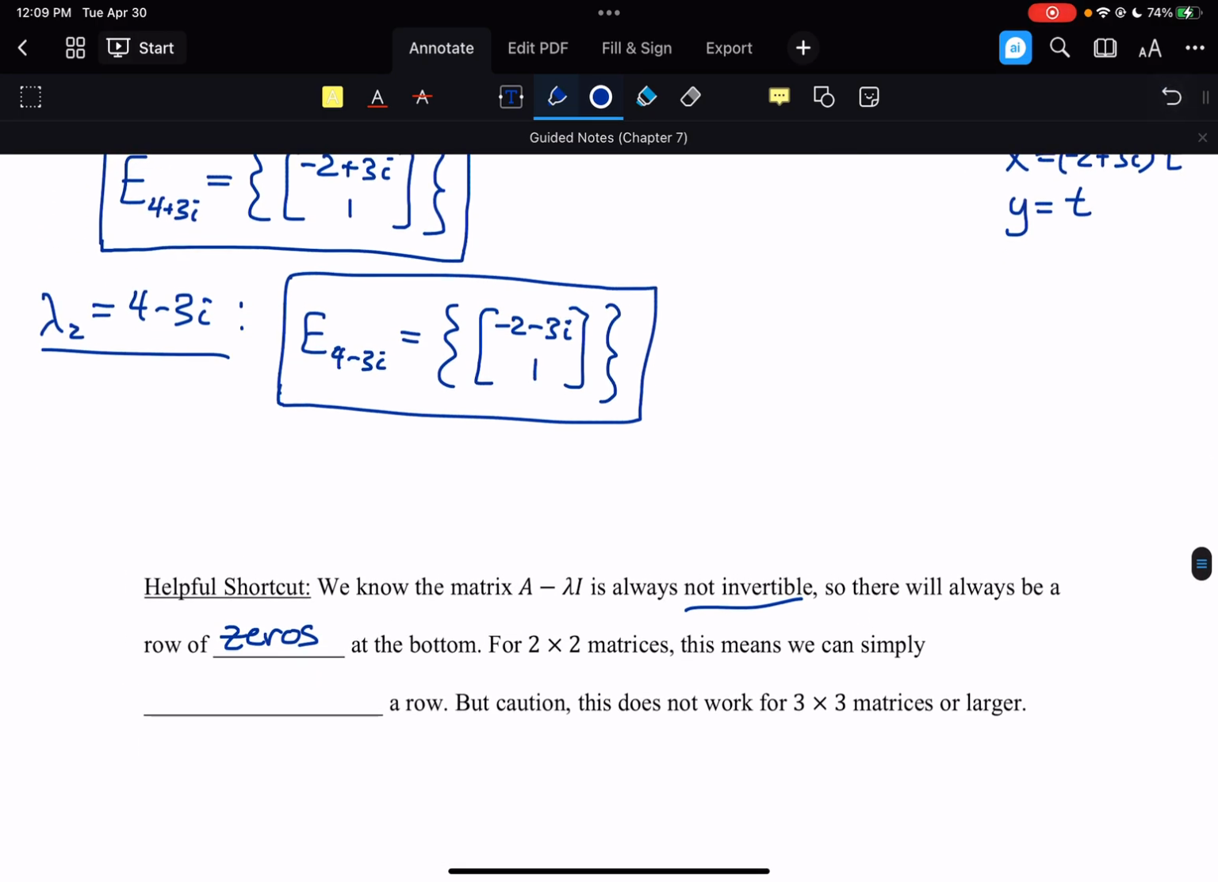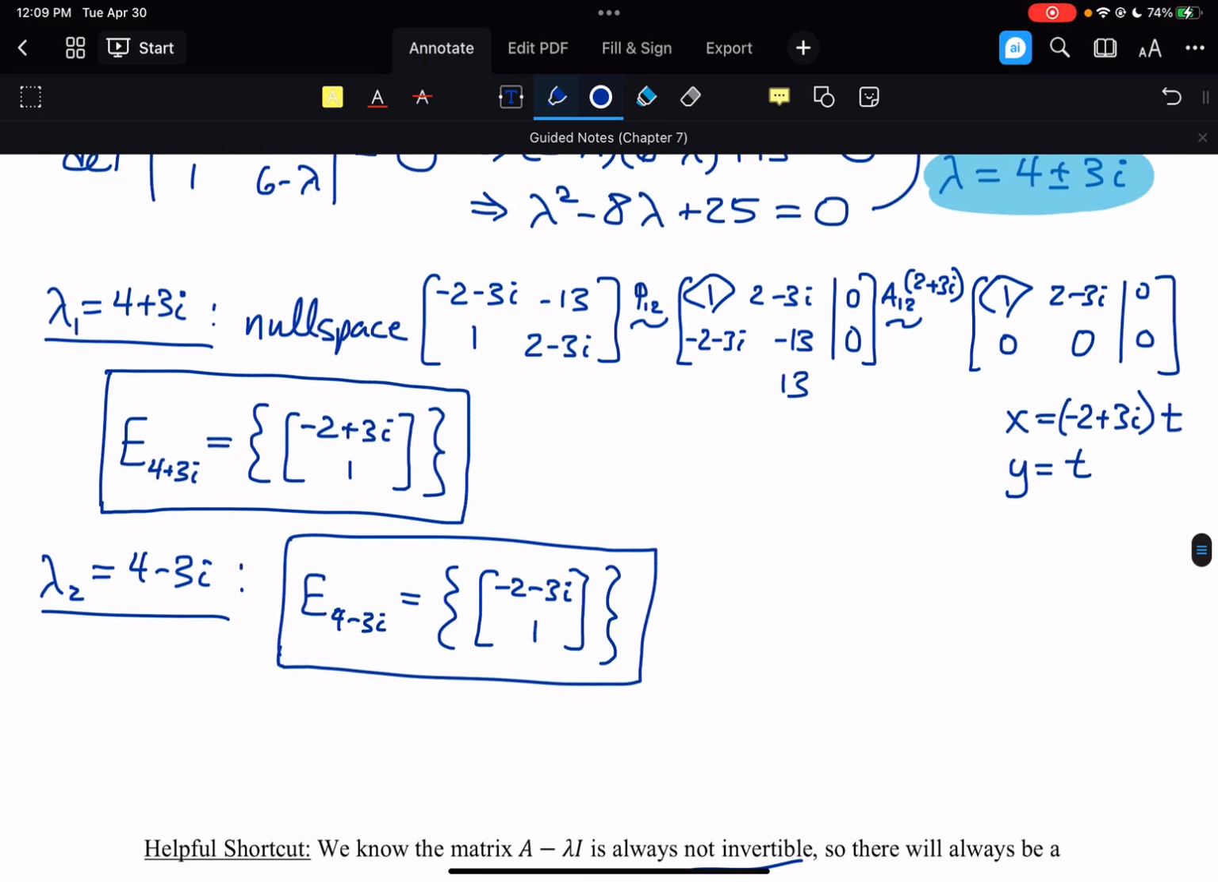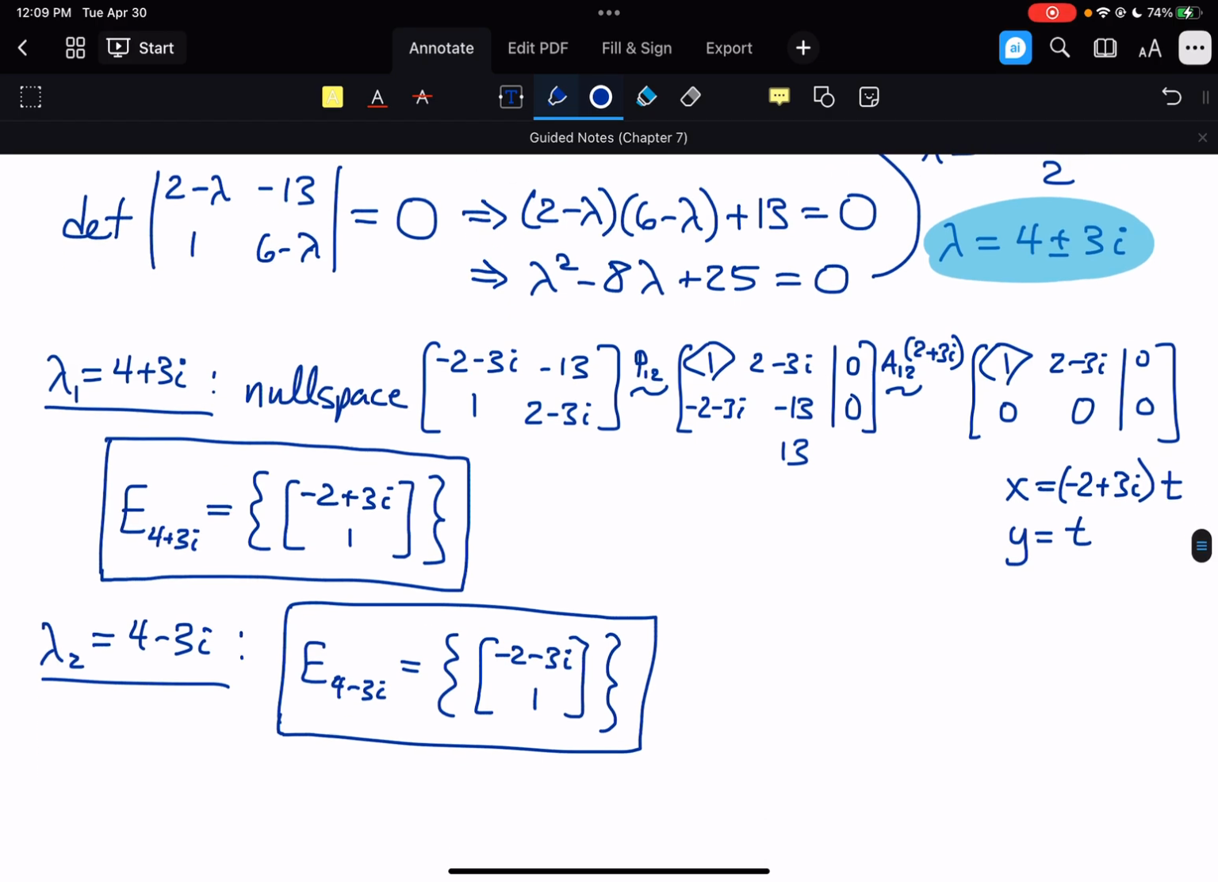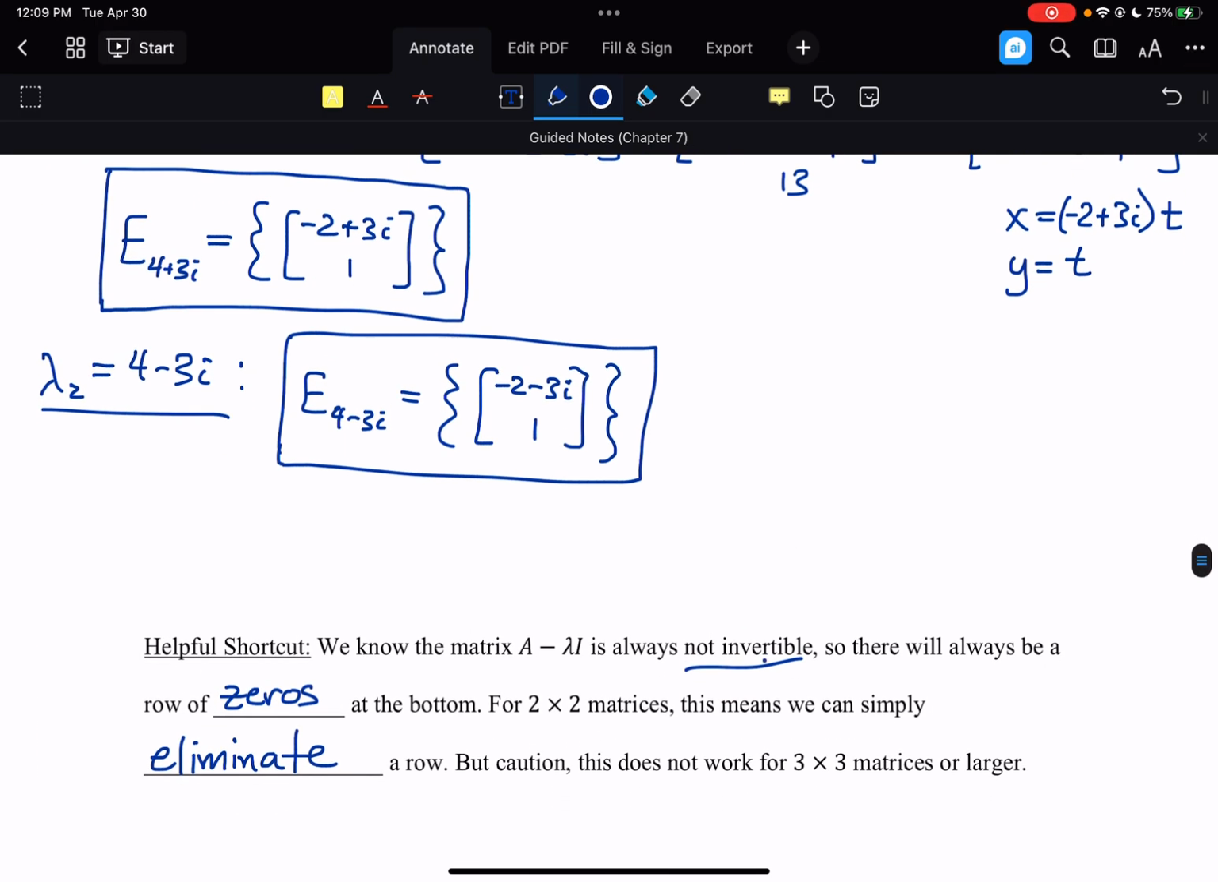So what this means in a 2x2 is we can simply eliminate a row. So like with this one, if I wanted the pivot to be up here, I could still switch these, but then we could just eliminate this row because we know that it'll turn to all zeros. Now, we algebraically showed that it turns to all zeros, but again, that property comes from the non-invertibility of the matrix. So that works out very much in our favor.